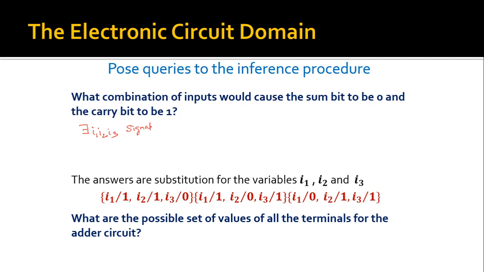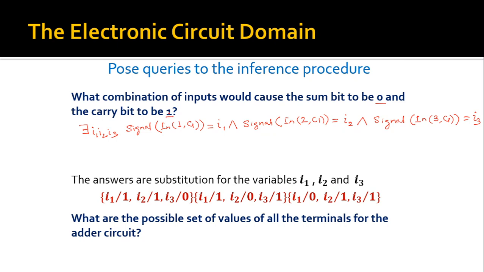The signal at the first input terminal of C1, which is your circuit, is equal to I1, and the signal at the second input terminal of C1 is I2, and the signal at the third input terminal of C1 is equal to I3, right? And we need to have the sum bit be 0 and the carry bit be 1.